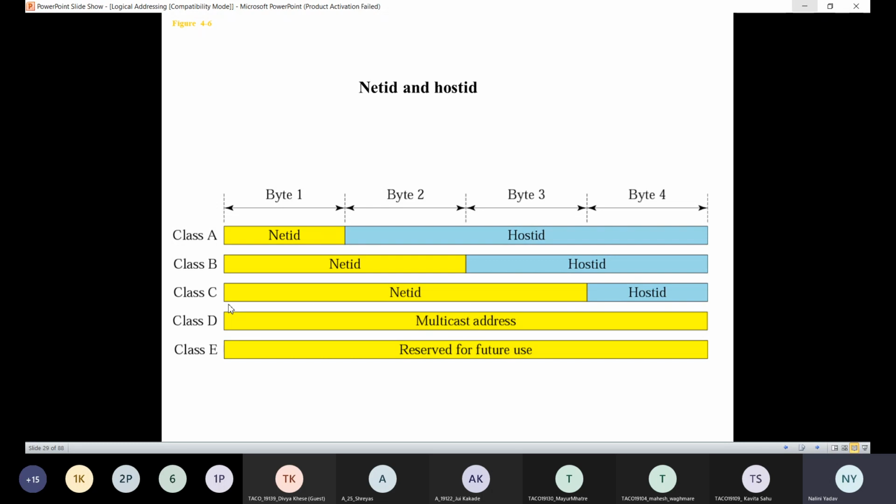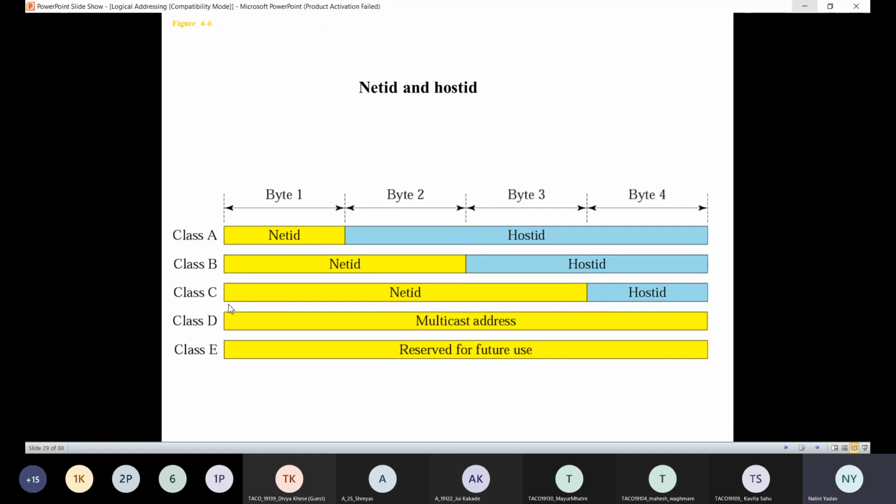What does this mean? To one network, 2 raised to 24 machines or workstations can be connected. How do I say that? Because in class A, the first byte is my network ID byte and the remaining 3 bytes are my host ID bytes. So one particular network will have how many hosts? 2 raised to 24. Why 2 raised to 24? Because one byte is 8 bits, so 8 into 3 is 24. So 2 raised to 24 hosts can be connected to one single network of this class A address.